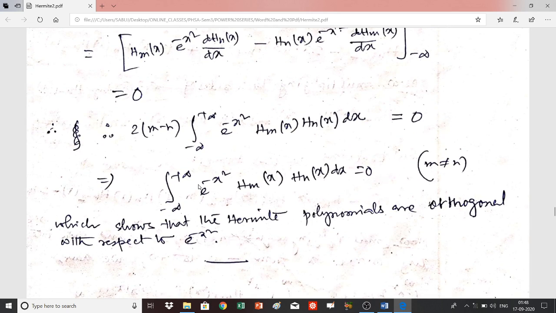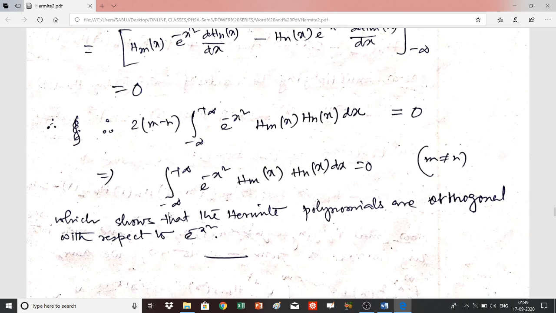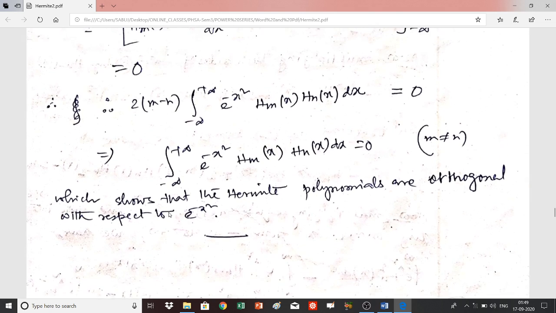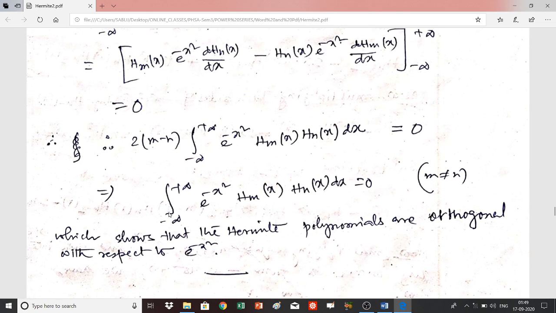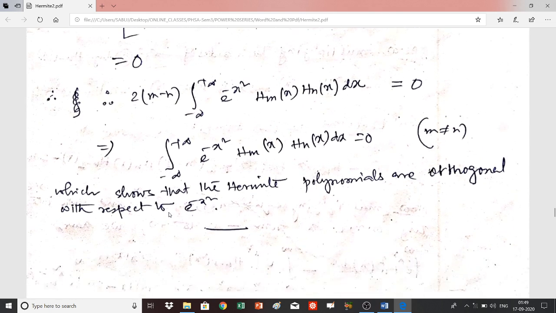So this will give you the integral from minus infinity to plus infinity of e to the minus x square Hm(x) Hn(x) dx is equal to 0, since m is not equal to n. This equation shows that the Hermite polynomials are orthogonal with respect to e to the minus x square. So in this way, the orthogonality of Hermite polynomials can be proved, and this is the end of this lecture.